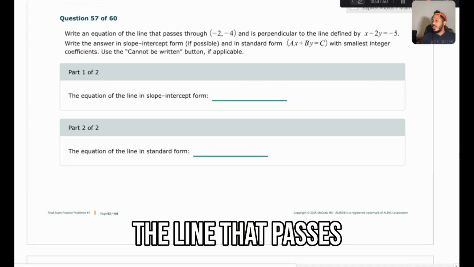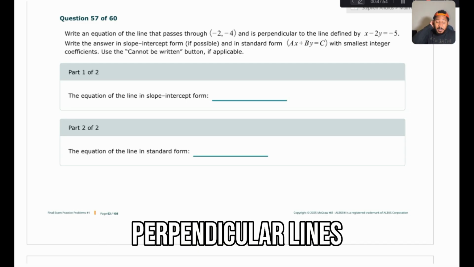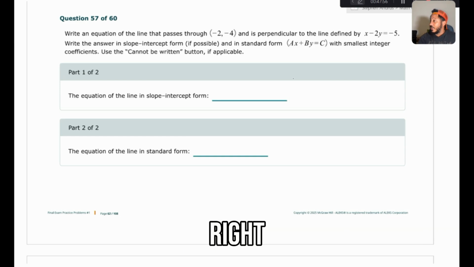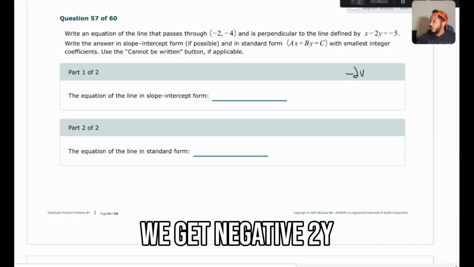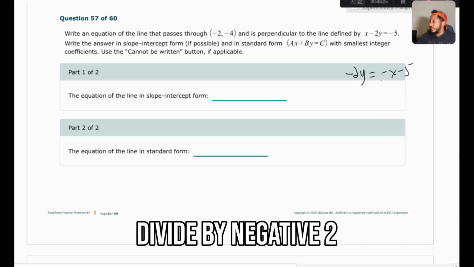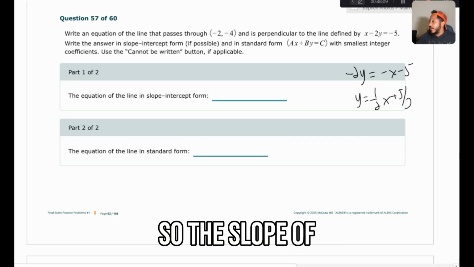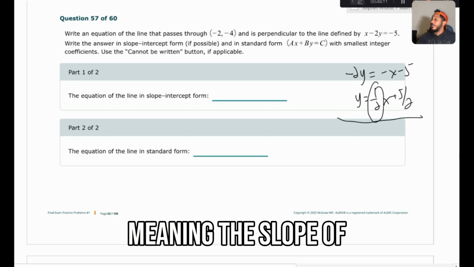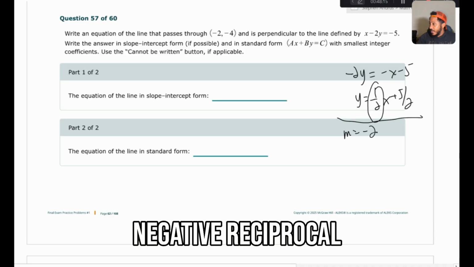So here, we want the equation of the line that passes through (-2, -4) and is perpendicular to this line. Remember, perpendicular lines have negative reciprocal slopes. So first we need to find the slope of this line. To find the slope, we put it in slope-intercept form. Subtracting x, we get -2y equals -x minus 5. Dividing by -2, we get y equals 1/2 x plus 5/2. So the slope of this line is 1/2, meaning the slope of my line has to be the negative reciprocal. So the slope of my line is -2.